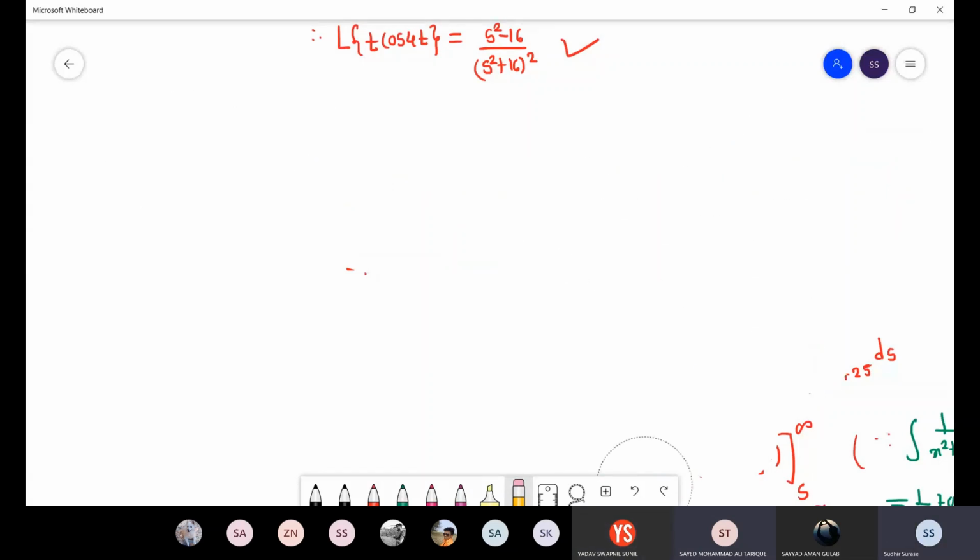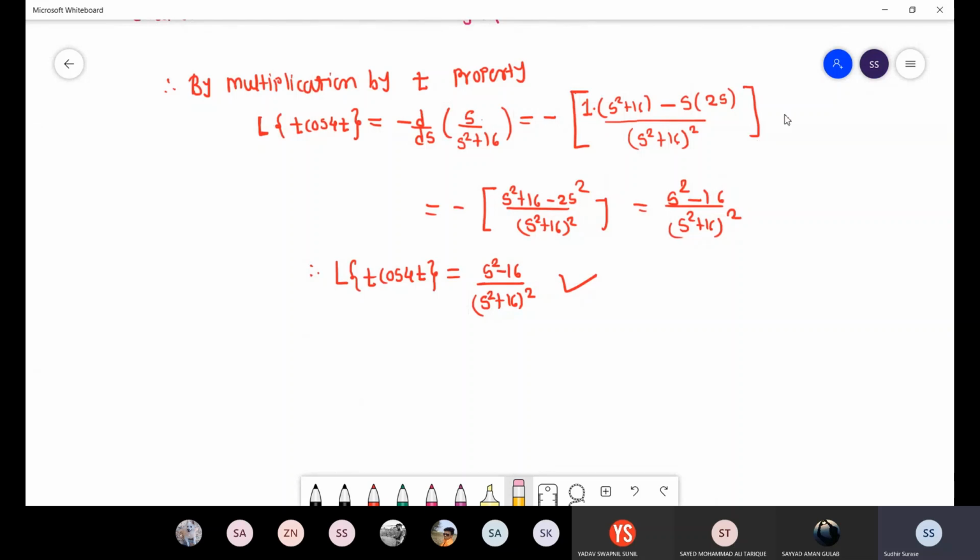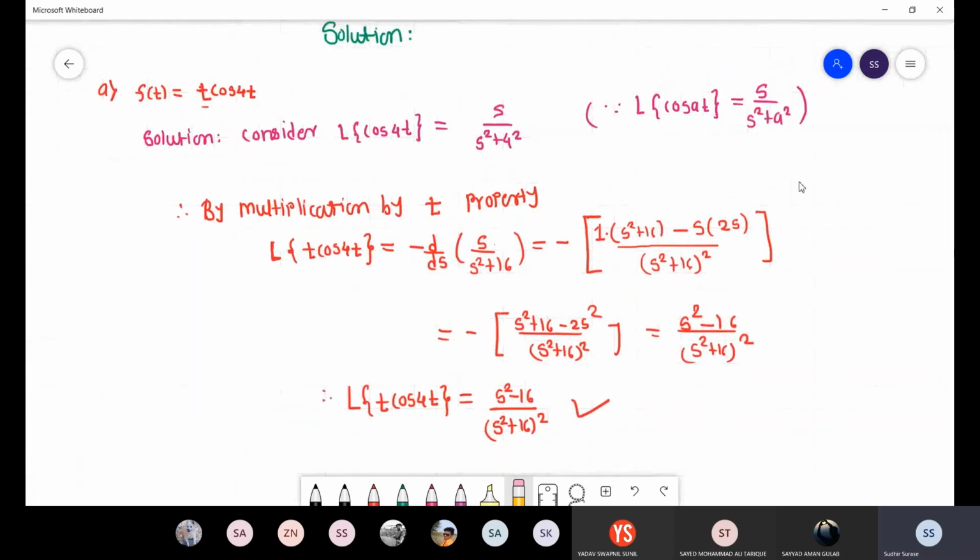Very good, that's the correct algorithm to solve this Laplace transform. So first you need to calculate the Laplace of sine, whatever that is. First tell me that example, I will write it here.